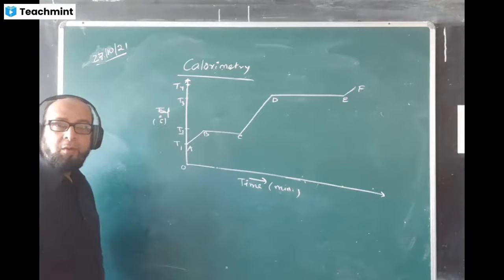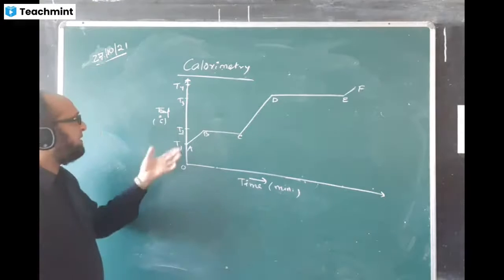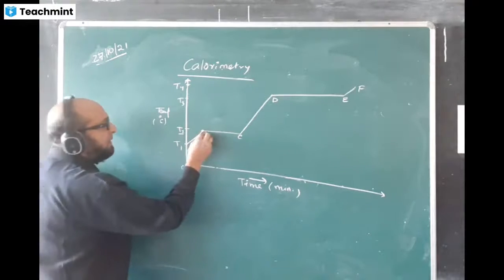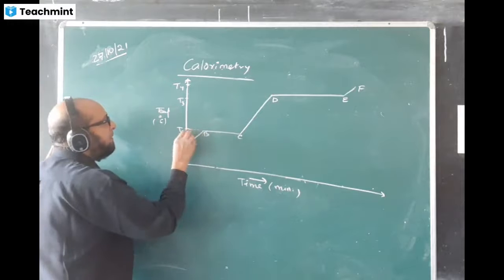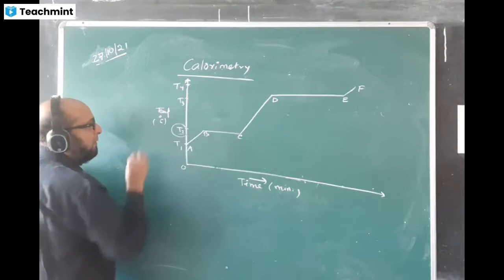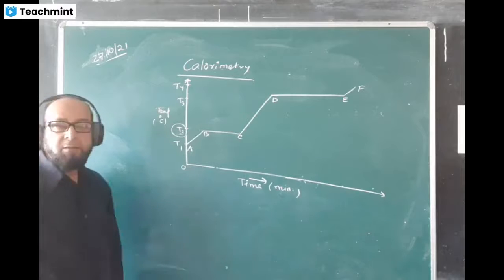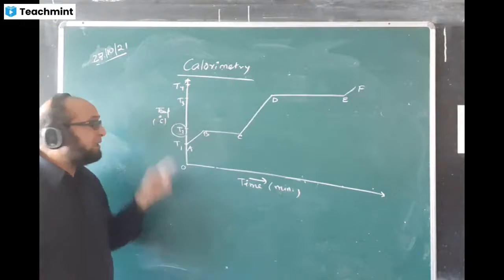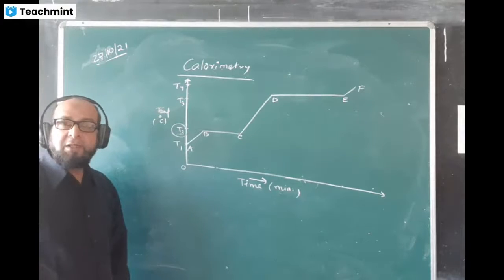T2. 0 degrees. Where is 0 seen out here? This is the melting region. What is the temperature value at that time? What is the value of this temperature? T2. You say T2 degrees Celsius.